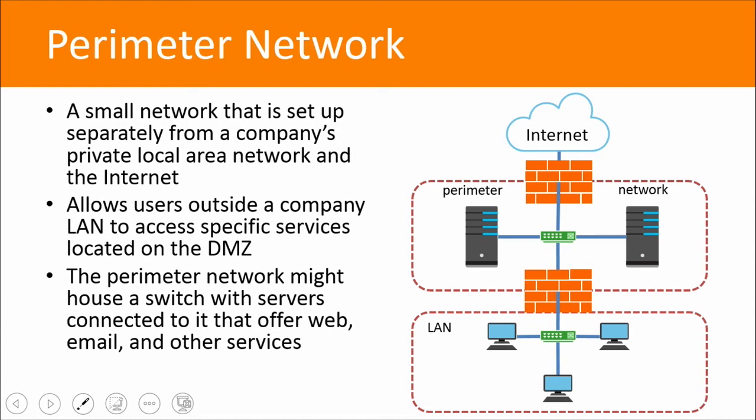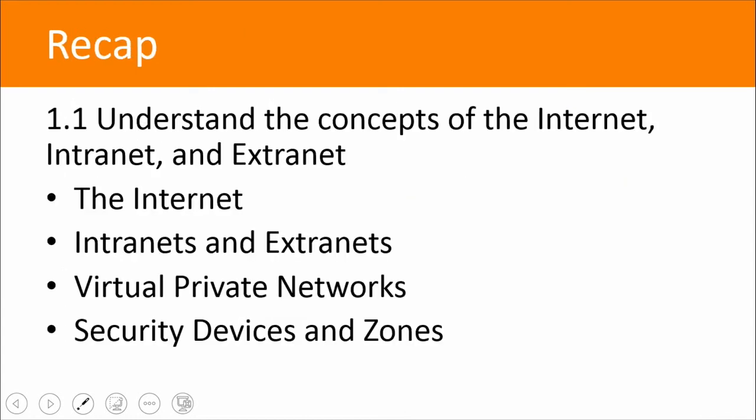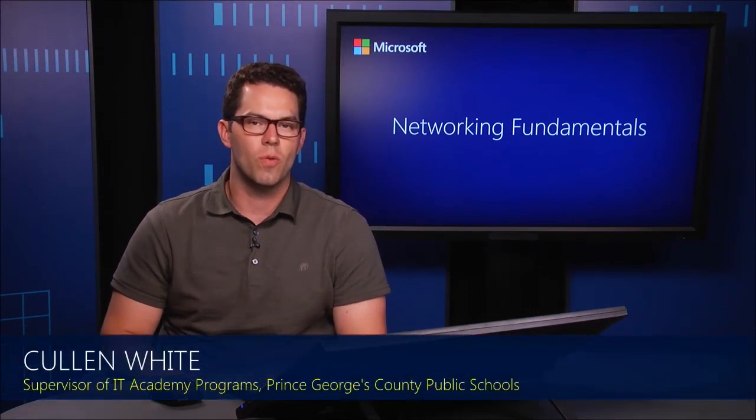All right, ladies and gentlemen, that's it. This is the last one. Just to do a quick recap, we discussed the objective 1.1, understand the concepts of the internet, intranet, and extranet, detailing the internet, the intranets and extranets, what they are, how they function, who uses them. We talked a little bit about virtual private networks, and then finally security devices and demilitarized zones or perimeter networks.